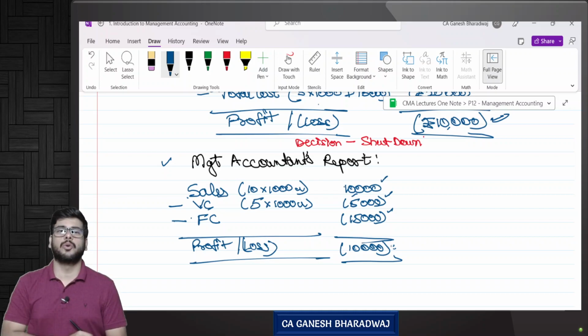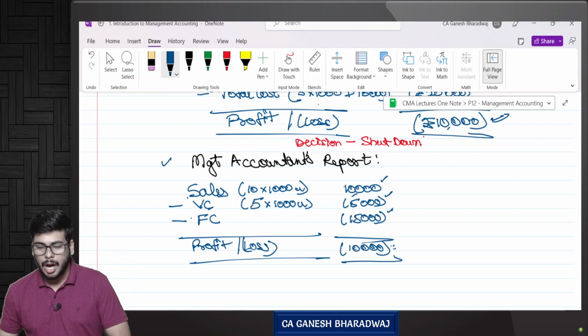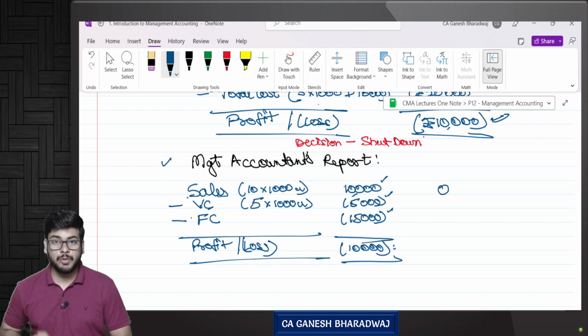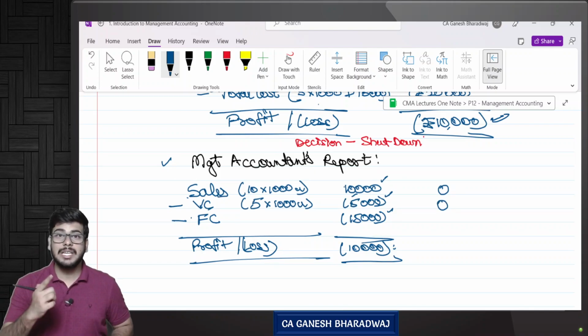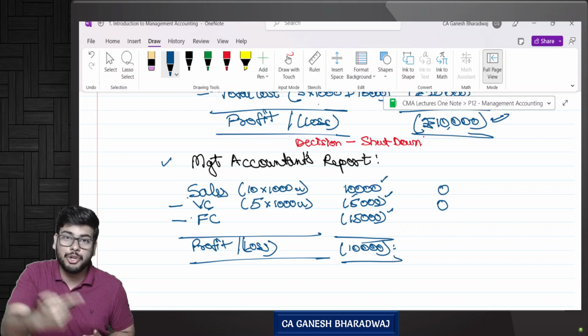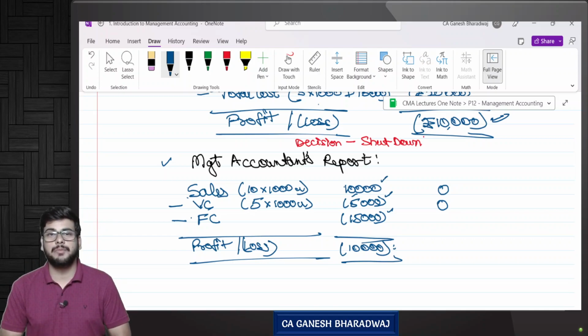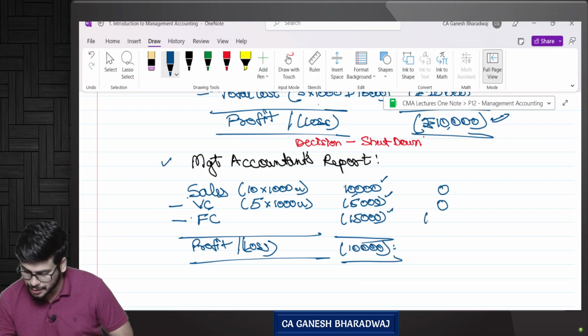Suppose you shut down, that is, you are not going to produce anything. How much will be the sales? Zero, correct? How much will be the variable cost? Variable cost will also be zero. Why? Variable cost is incurred only when you produce something, correct? Now I'm not going to produce anything here. Variable cost will be zero. How much will be the fixed cost? I'll have to bear 15,000 rupees.